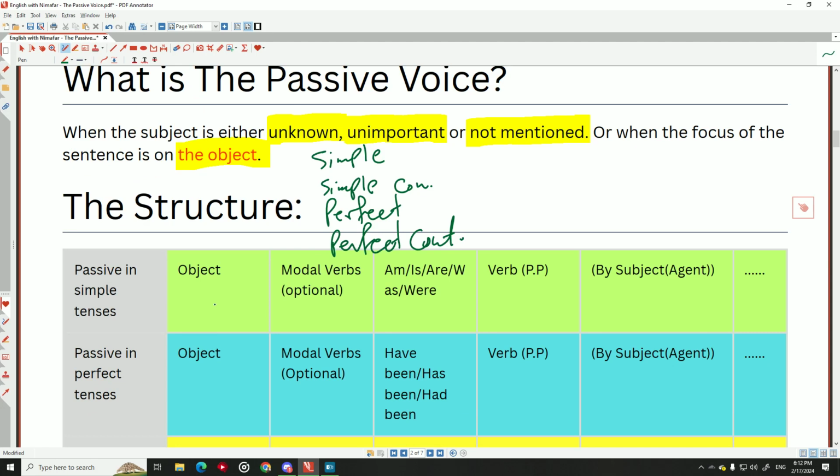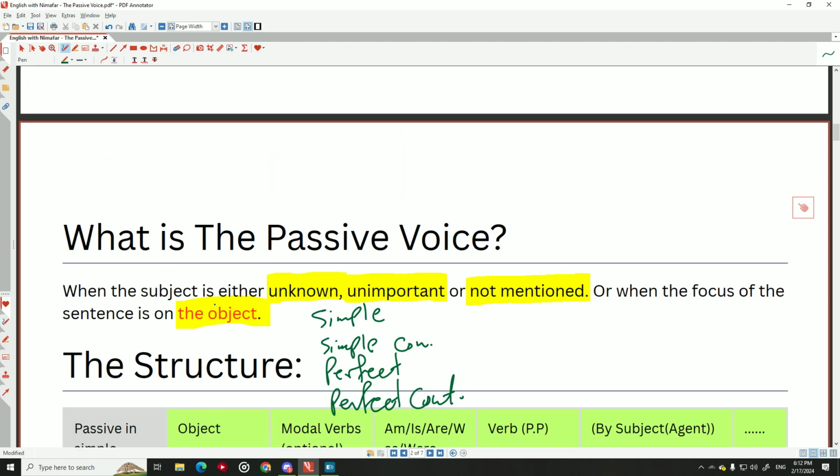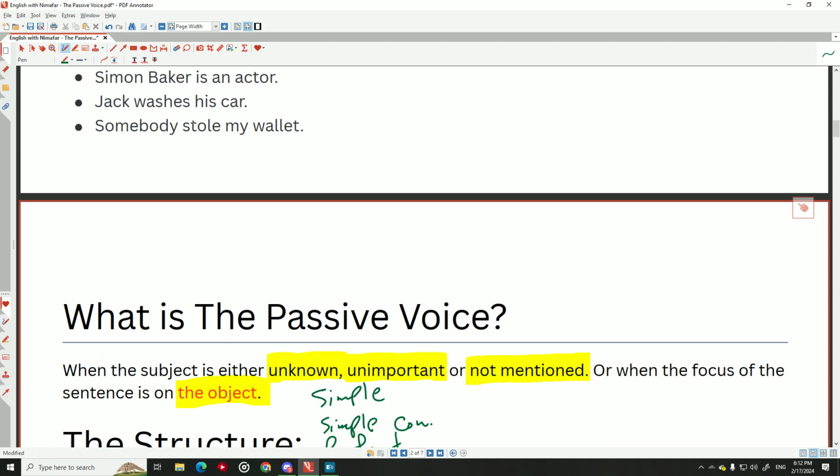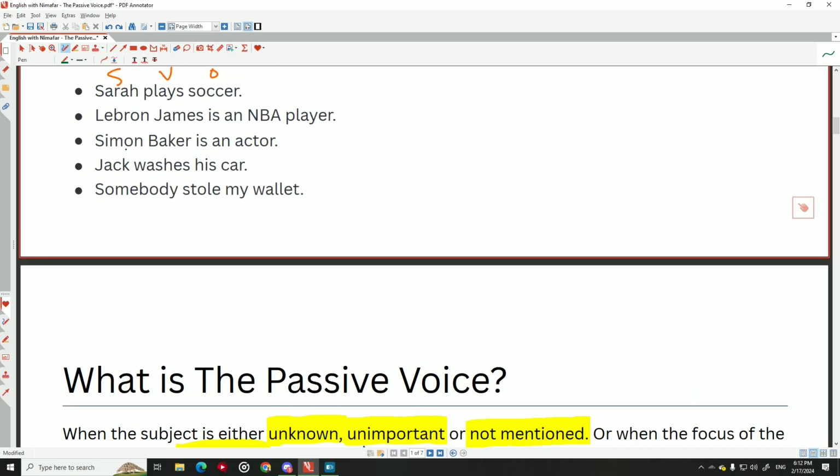But before we move to the formulas, I want to write something. I would say, for example, let's talk about this sentence. Somebody stole my wallet. Let me also highlight it so you can see it.